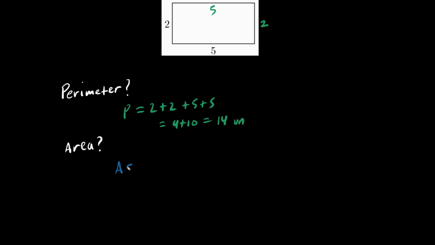As for the area of a rectangle, we have length times width, which is 2 times 5, which is 10 units squared.